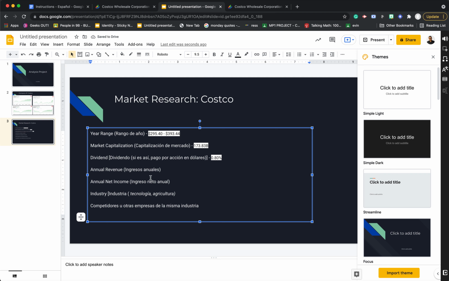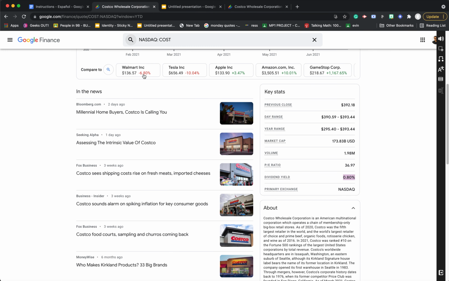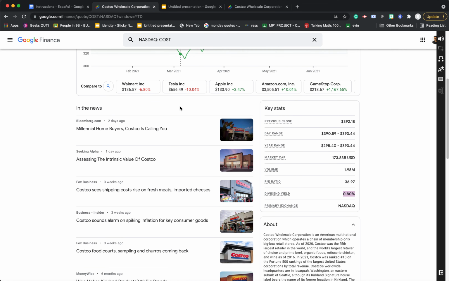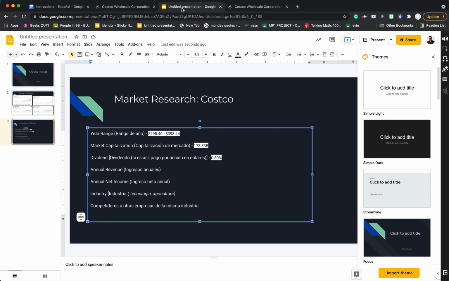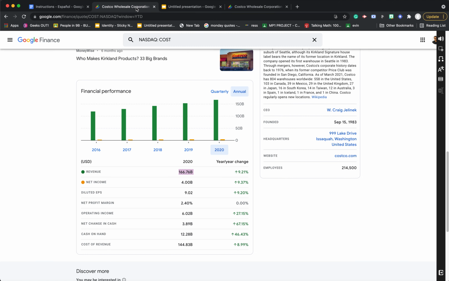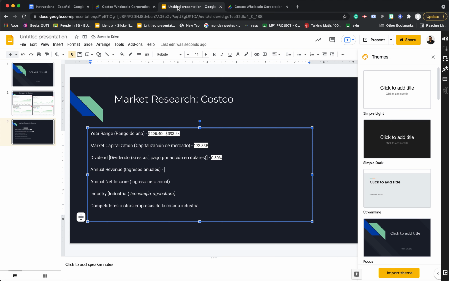Now to find the annual revenue and the net income, go back to Google Finance. We're still here. We're scrolling down, and we're going to click on annual. Now annual revenue is right here. That's $166.76 billion. Whoops, I'm going to type that in. What did I say? 166.76 billion dollars. Let me put that dollar sign in the beginning.